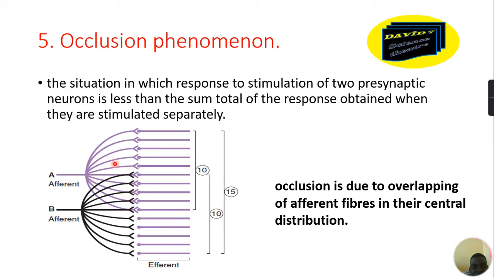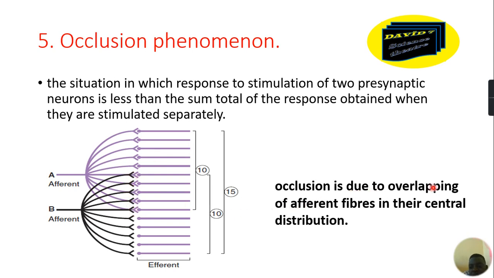Let's describe it. In this situation, the response to stimulation of two presynaptic neurons is less than the sum total of the response obtained when they are stimulated separately. If I have this presynaptic neuron, it is one and diverged, even this one diverged. So if you separate them, they will cause greater stimulation than when I stimulate them simultaneously in their nature within the body. So you can see there is an overlap which is causing occlusion.